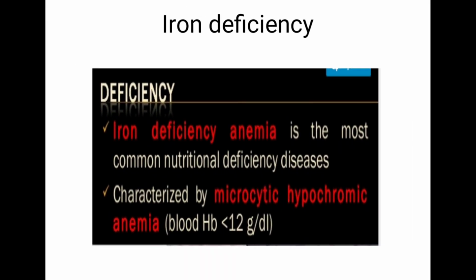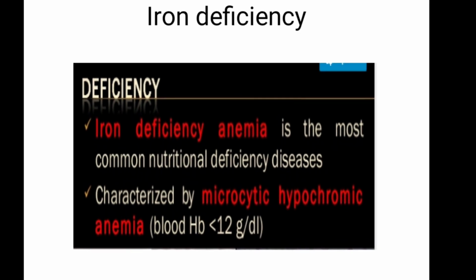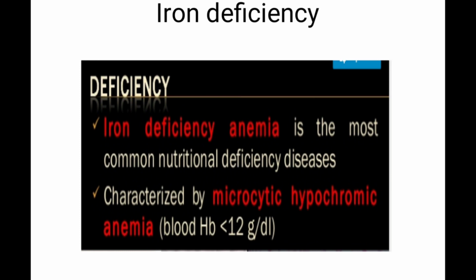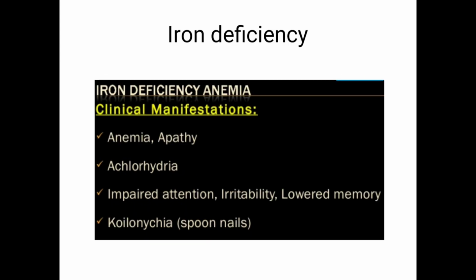So iron deficiency anemia is the most common nutritional deficiency disease. Okay, iron deficiency anemia or microcytic hypochromic anemia. Microcytic means the RBC size, about 7 micron, is reduced. Hypochromic means the RBC is less colored, that is paler. Hemoglobin less than 12 gram per dl causes iron deficiency anemia. Mainly it is a nutritional deficiency, less intake of iron in the diet.